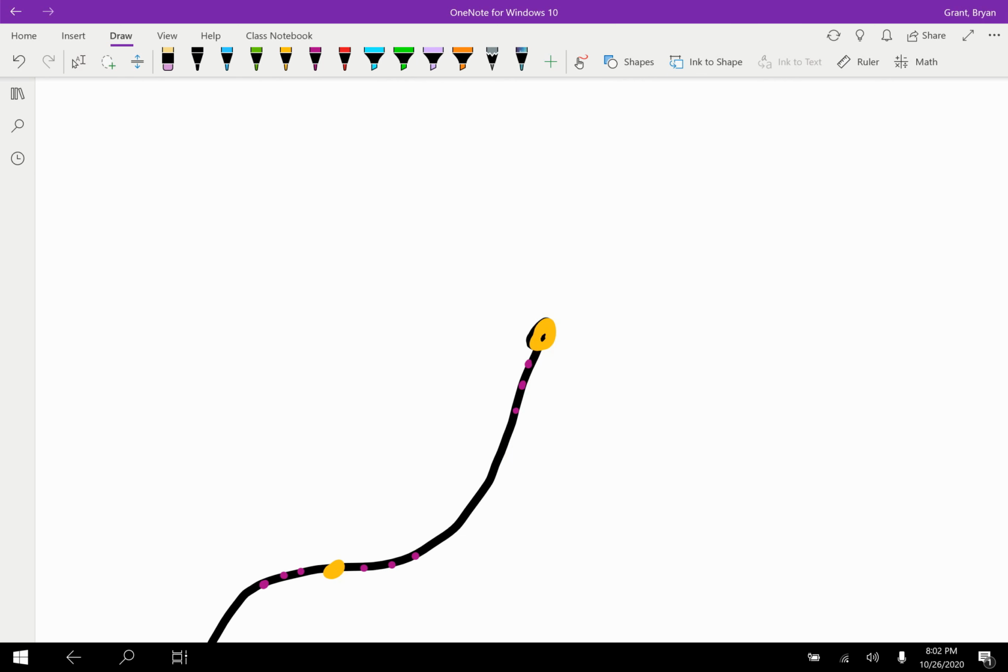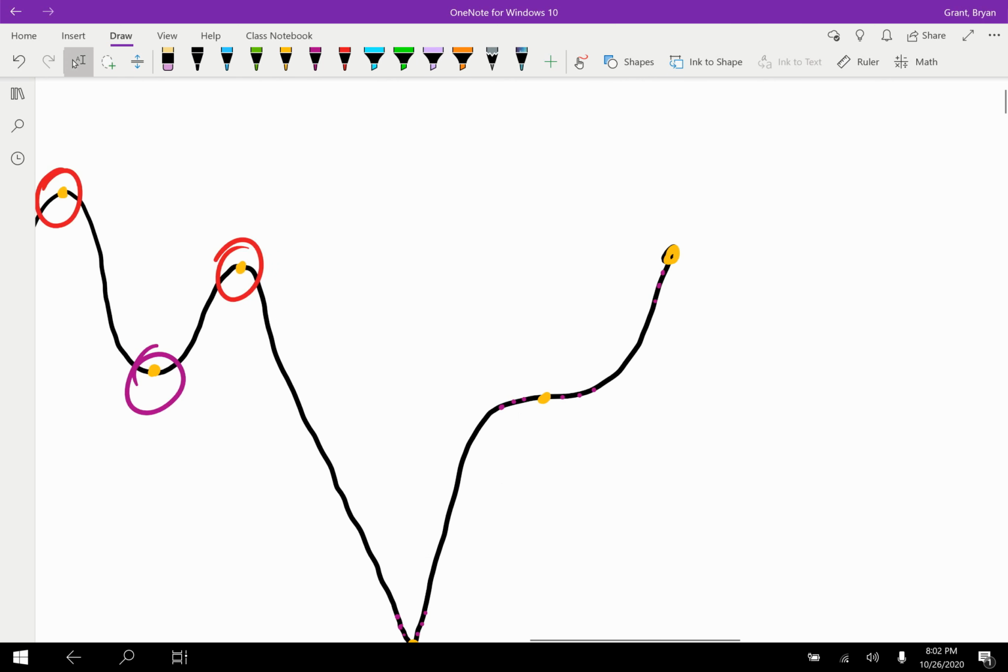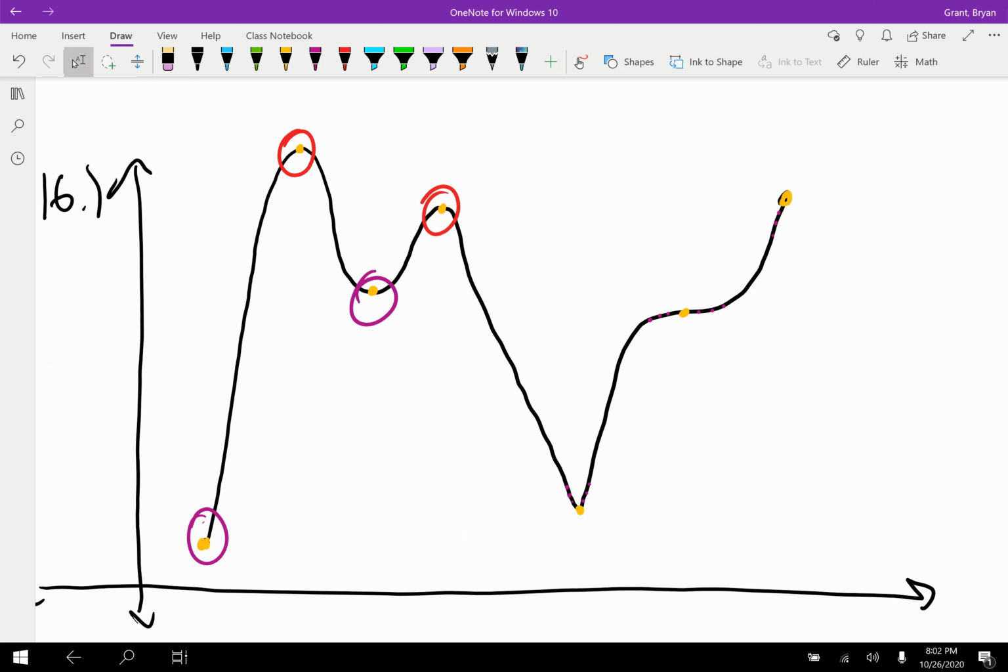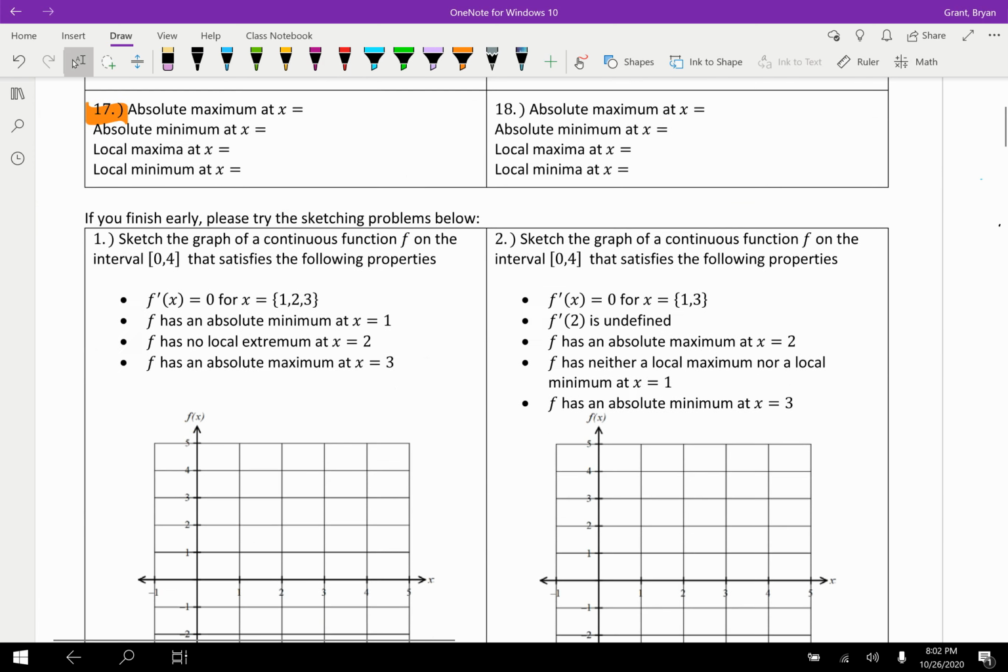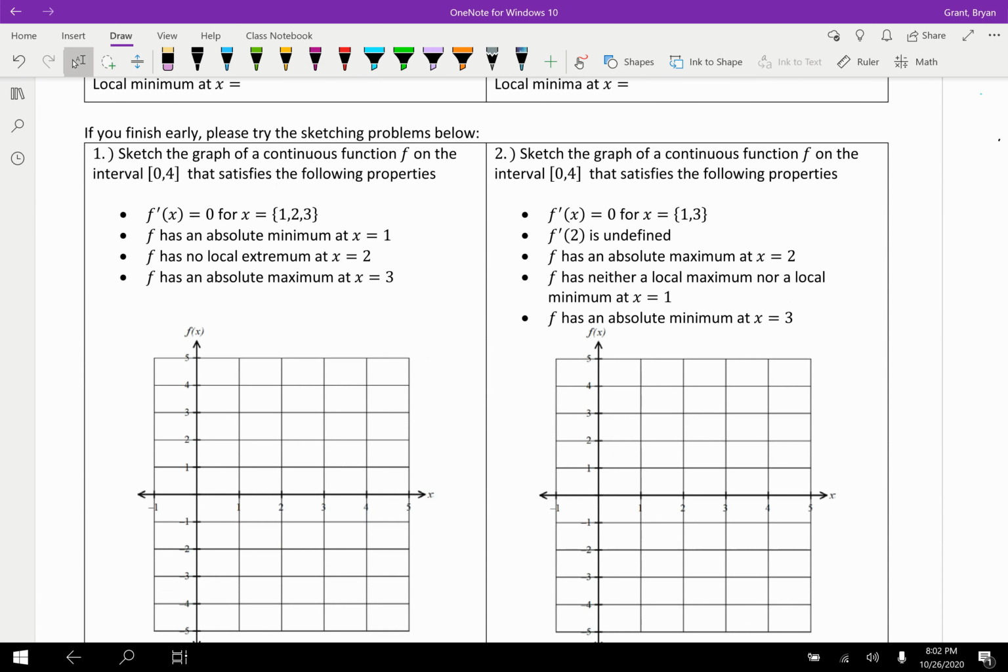Relative maxes and mins cannot occur at endpoints, at least with the definition we're using. So although this is lower, it is not a relative min, it's only an absolute min. This point up here is both an absolute max and a relative max. And I think that probably clears just about everything up, so let's go ahead and jump back to this. Your next goal is to basically work backwards. Now we're going to give you where all of these things occur, and you're going to have to sketch a graph.